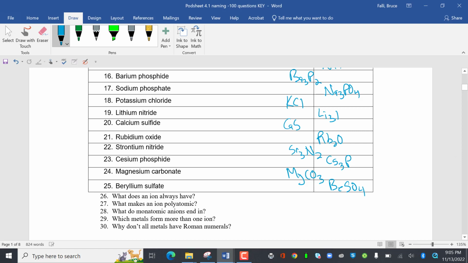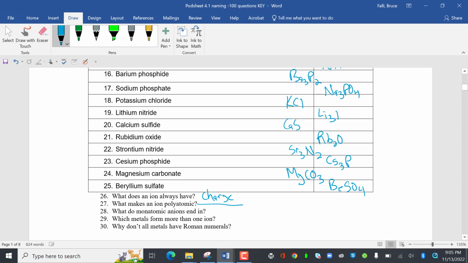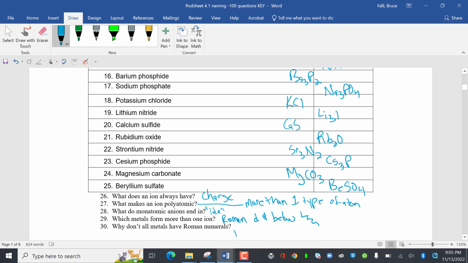BeSO4. What does an ion always have? A charge. What makes an ion polyatomic? More than one type of atom. What do monatomic anions end in? Ide. Which metals form more than one ion? Roman. Which are D and below the stair step. Why don't all metals have Roman numerals?